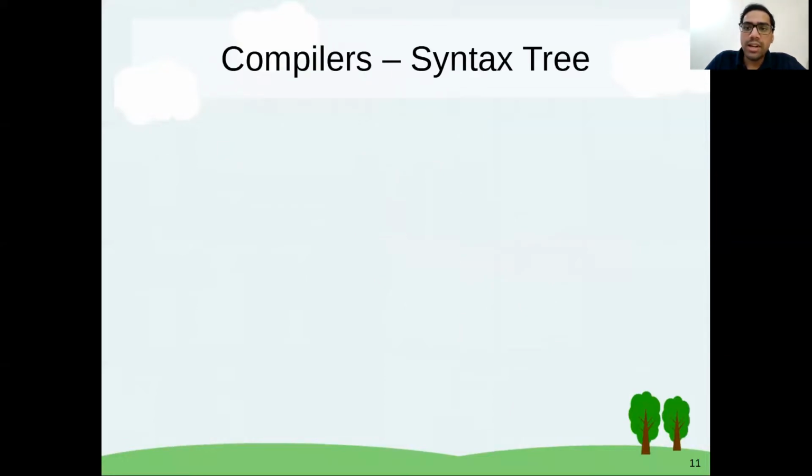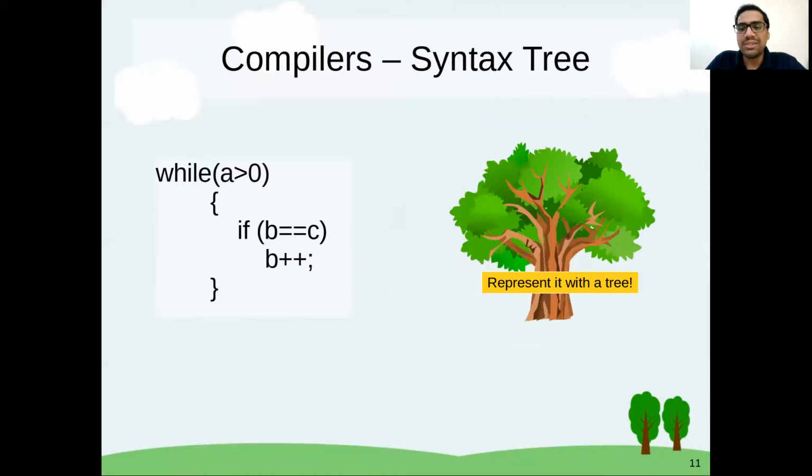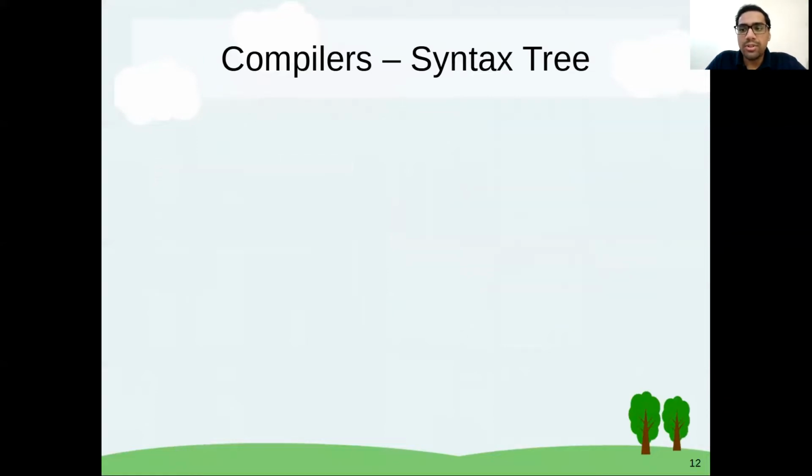Now we're going to talk about compilers. This is a segment of code: while a greater than 0, if b equal to c, b plus plus. Let's represent it with a tree. How are we going to do it? Let's go line by line in the code snippet. First was while a is greater than 0. So we'll need a while root node, and then we'll need the condition a greater than 0.